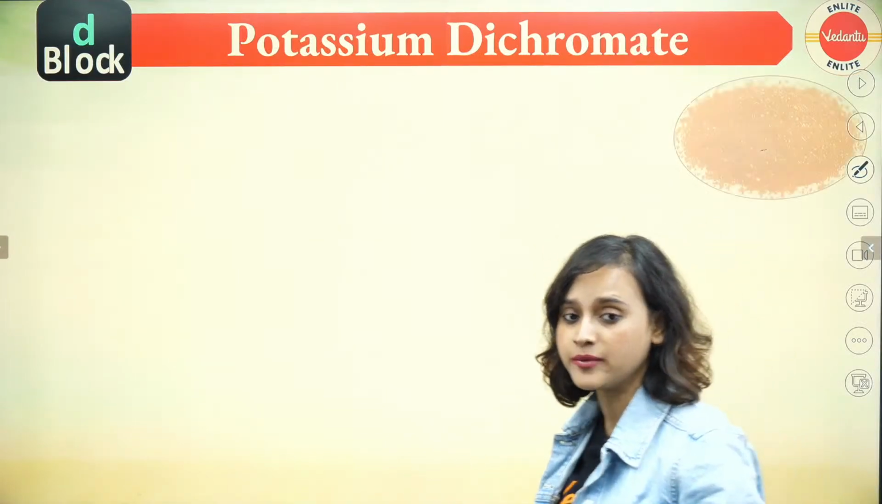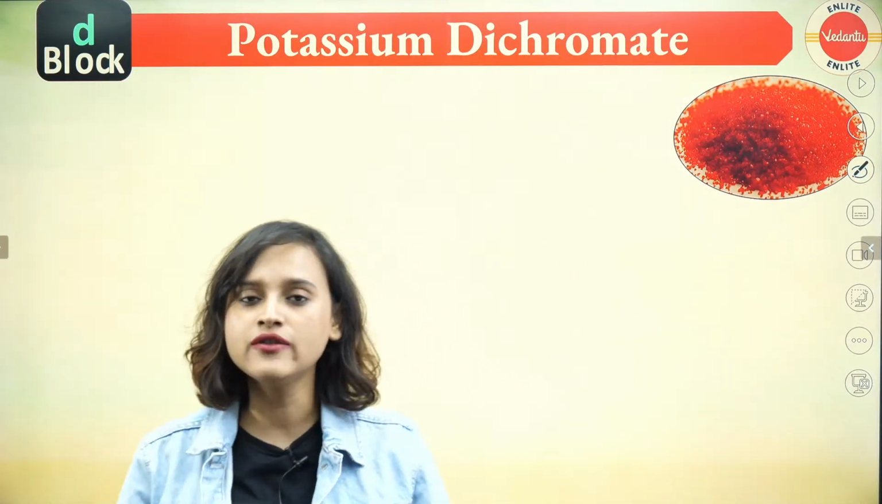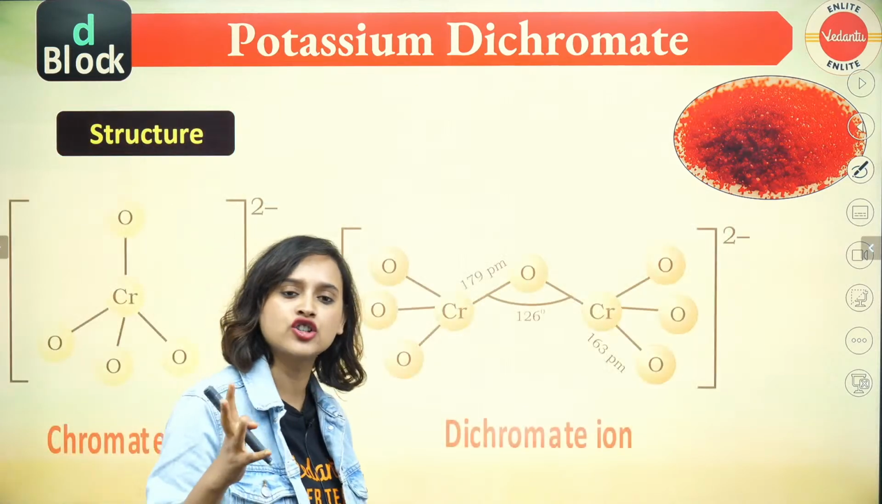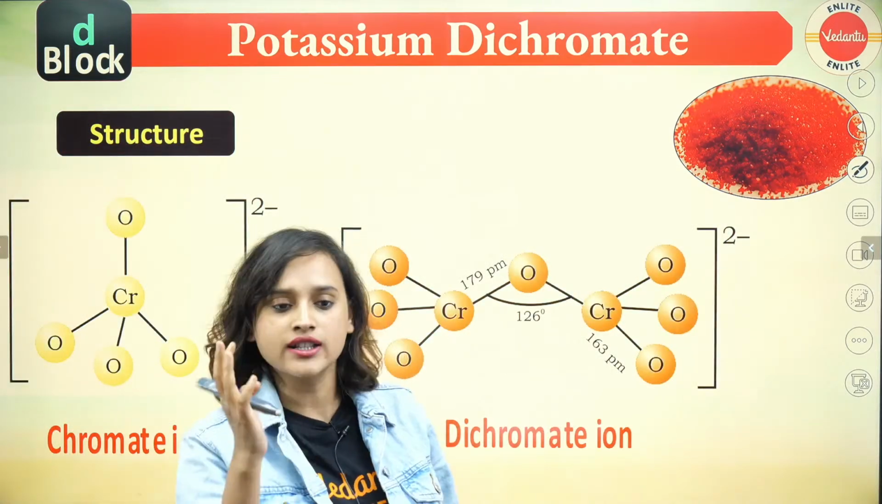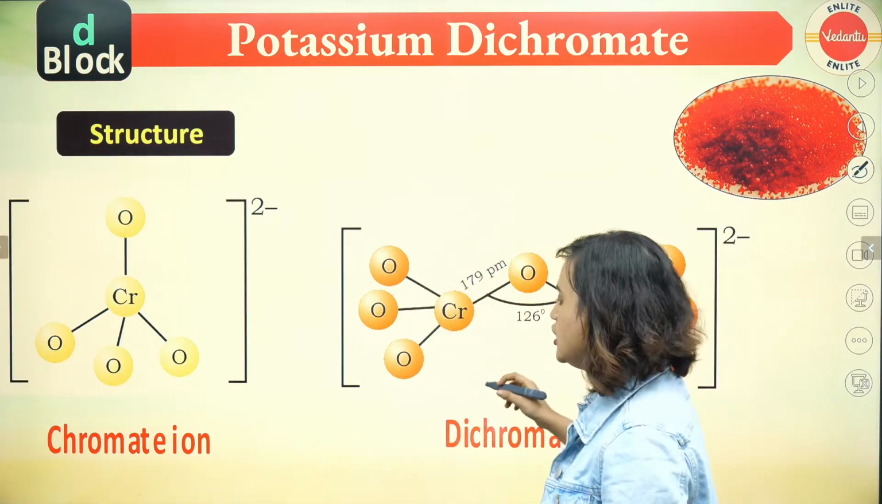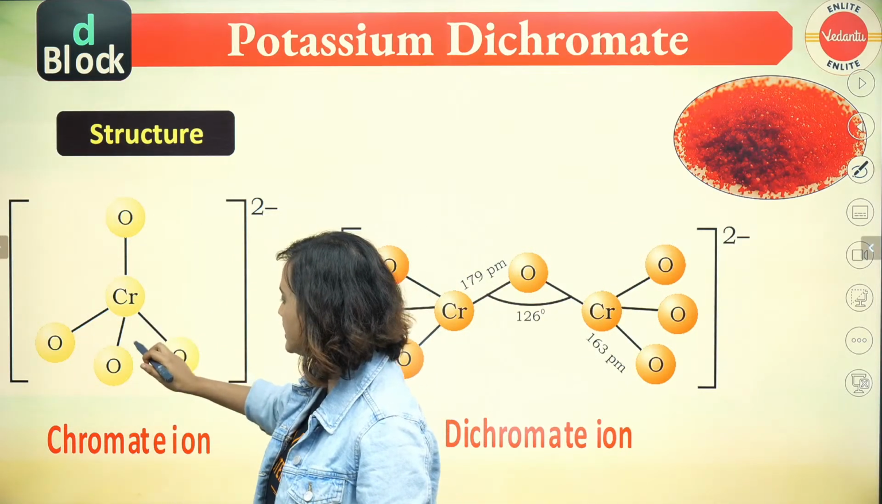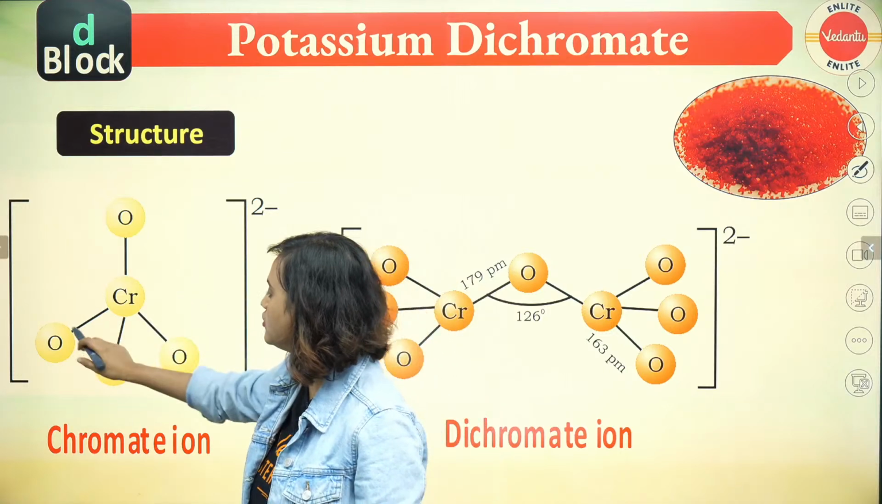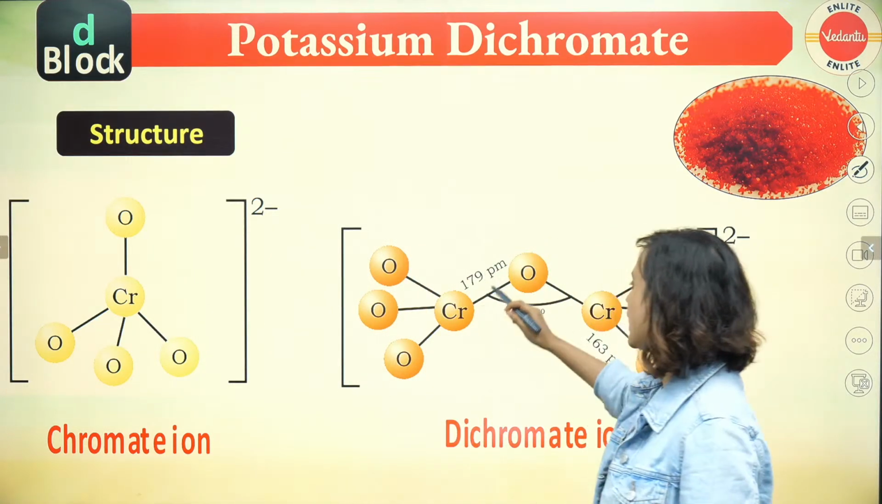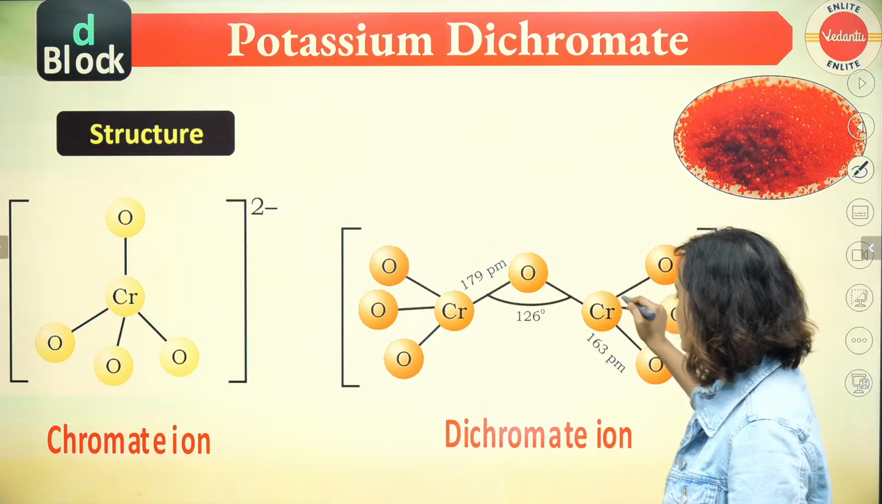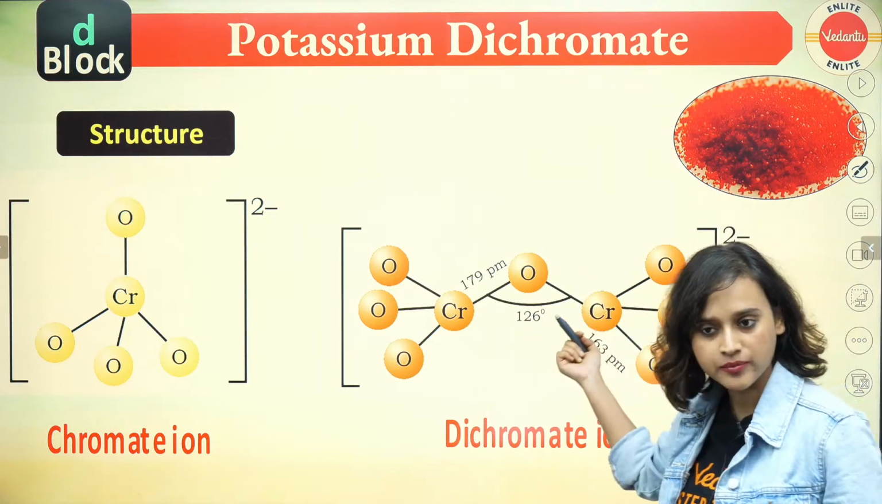Potassium dichromate. We know that it is an orange color structure, right? Now take a look at the chromate ion. This is your chromate ion, CrO4, 1, 2, 3, 4. And this is your dichromate. Yes, there are two chromate units, dichromate.